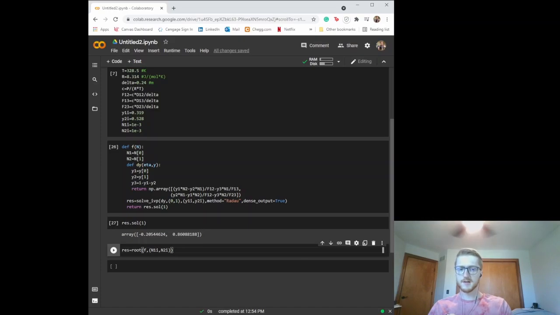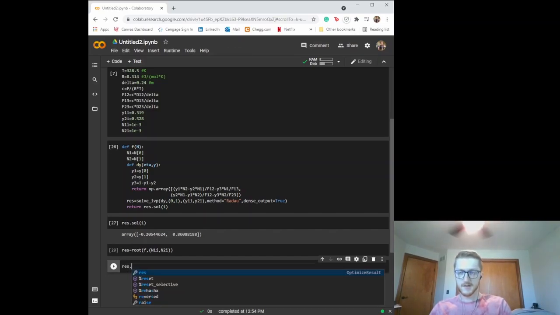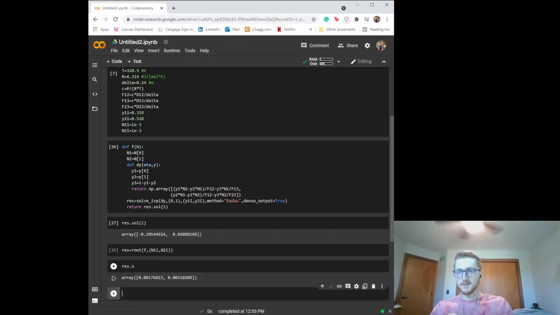So what we're doing here is we defined our variable res as the root function. And what we could do with this is create an array at res.x with our correct molar flux guesses, or our correct molar fluxes, I guess. Our initial guesses were incorrect, as we could see, because our mole fractions weren't converging to 0 as they should have been. So this gives us our correct molar flux values for n1 and n2.